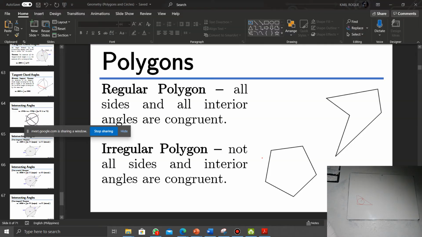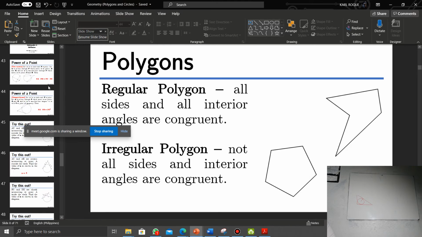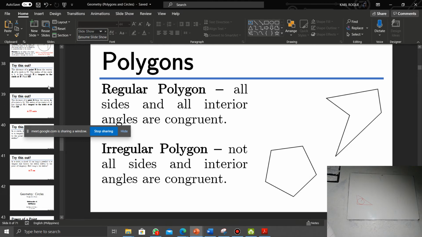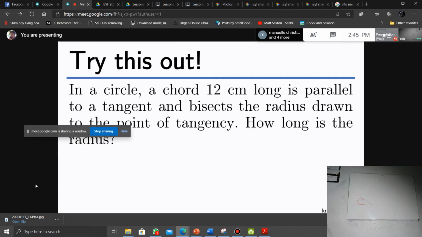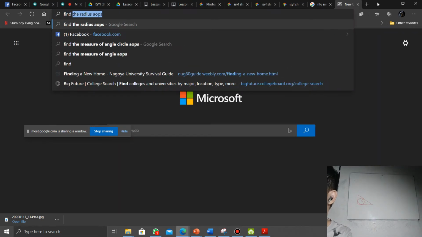Let's see, double check. Baka yun nakuha mo diameter. Tayo lang. Find the length.